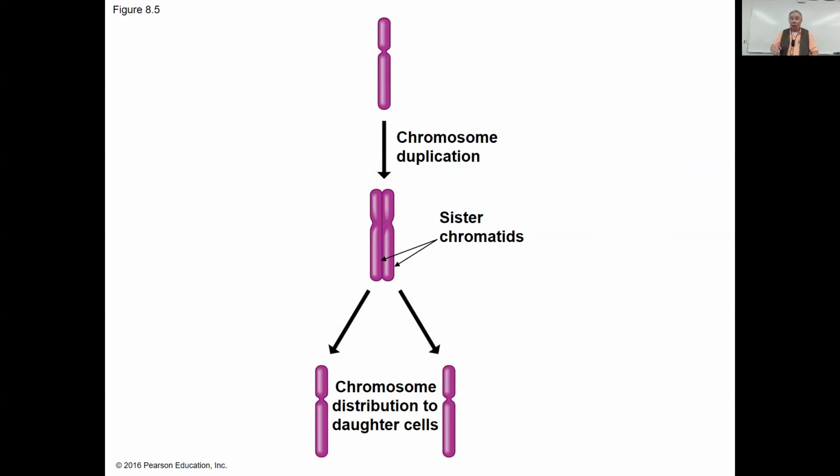Eventually, those sister chromatids will be separated and become full-fledged chromosomes. And then you could say, oh, now we have 2 chromosomes.